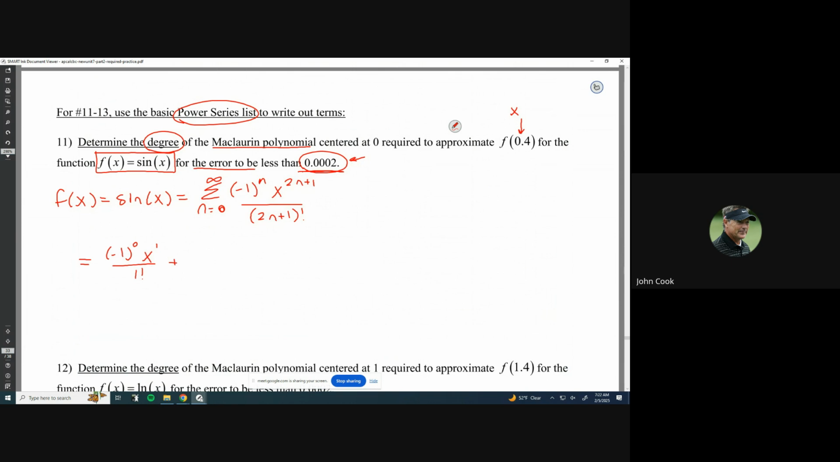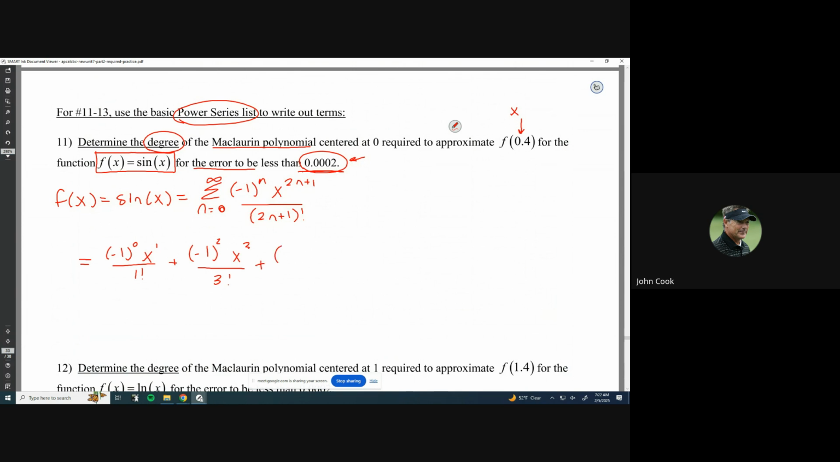And then plus, and then I've got -1 to the second power, and then x to the, let's see, so this will be the first term. 1 times 2 is 2, 2 plus 1 is 3, so that's going to be to the third power over 3 factorial. And do you see the pattern that's already forming here?